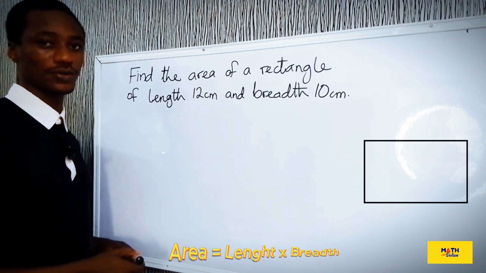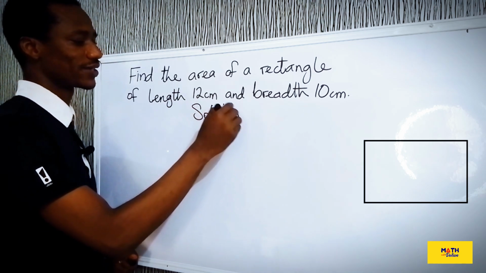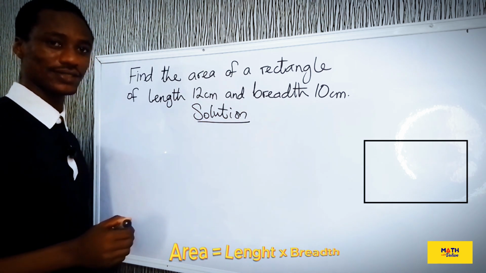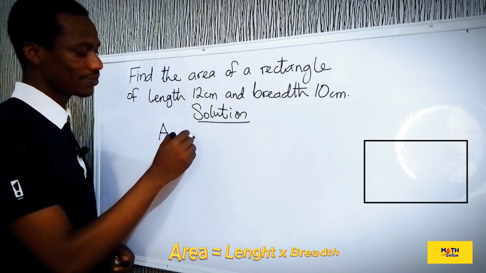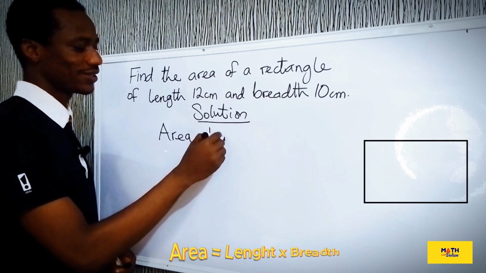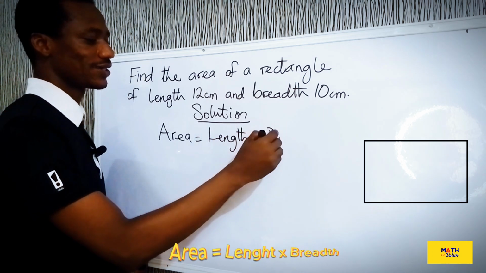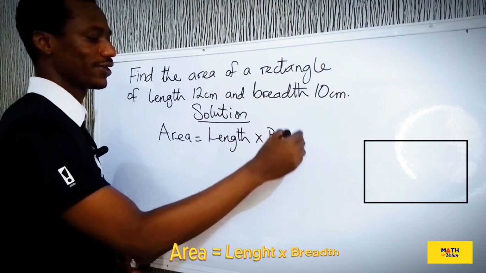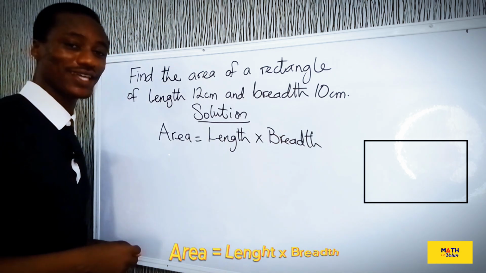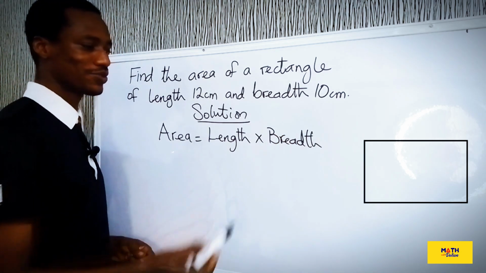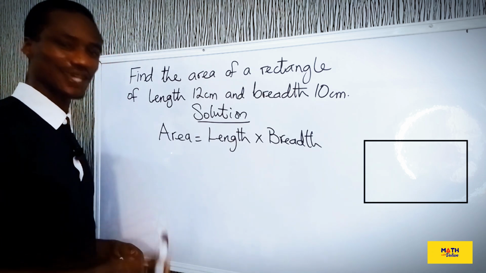Do you remember the song for the formula for calculating the area of a rectangle? The song is, the area of rectangle is length times breadth, length times breadth. The area of rectangle is length times breadth.